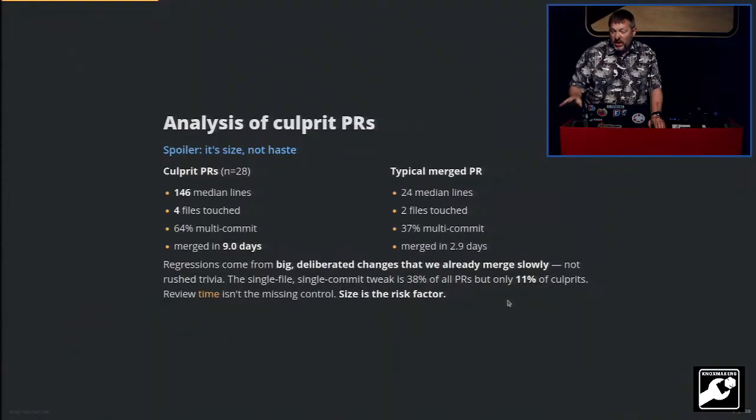So merge time, typical one is about 3 days. The ones that caused regressions was about 9 days. So the difference is not how much scrutiny it's getting, it's the complexity of the underlying PR. And it comes right down to the size, number of lines touched, or number of lines of code, and the number of files touched that are in there.